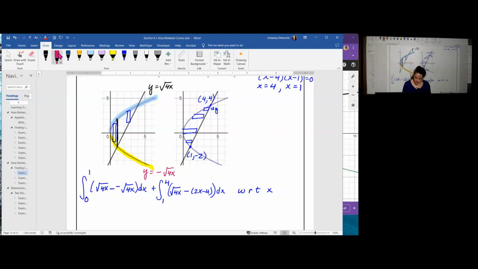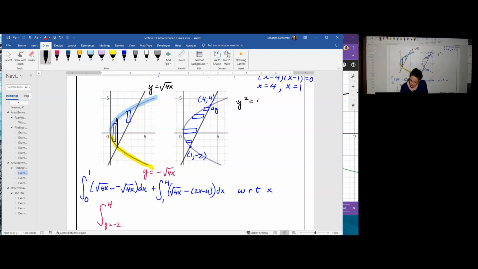If I then want to integrate with respect to y instead of with respect to x, I have one integral, and I'm going to write y equals to emphasize it, but that's not technically necessary, from negative 2 to 4. Now I've got to write the equation in terms of y. That means solve for x. Let's go back up here and take our equations again and rewrite them in terms of y.